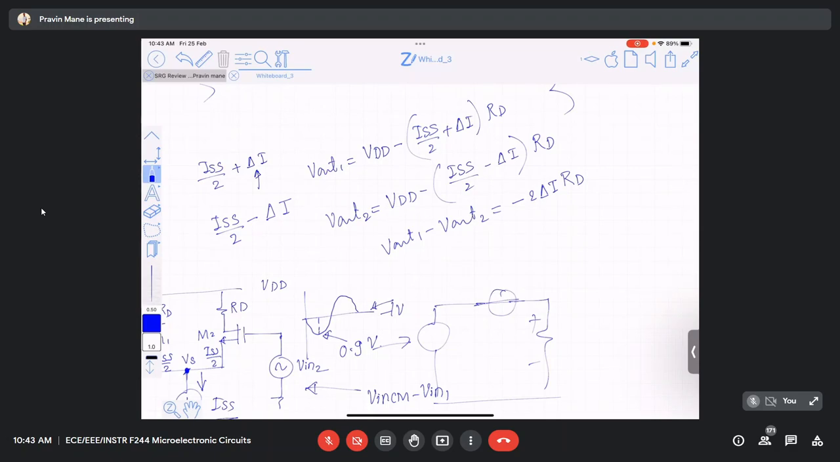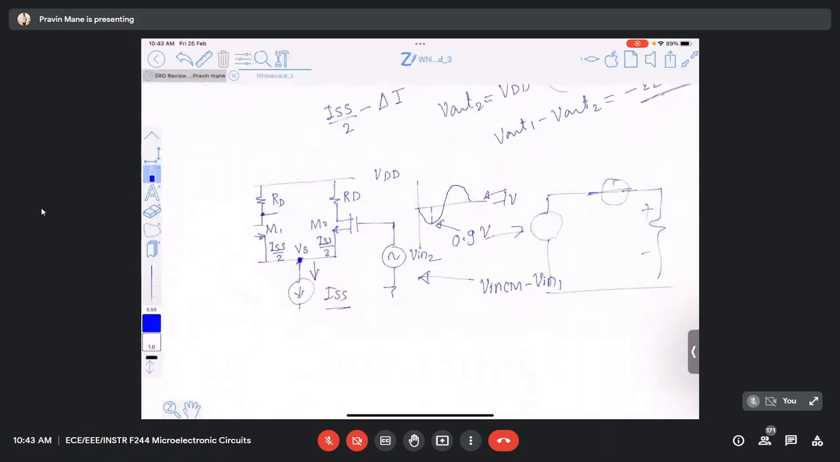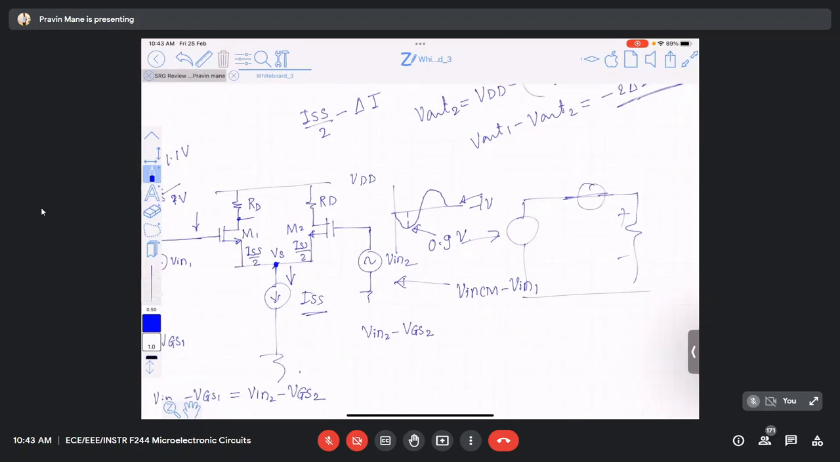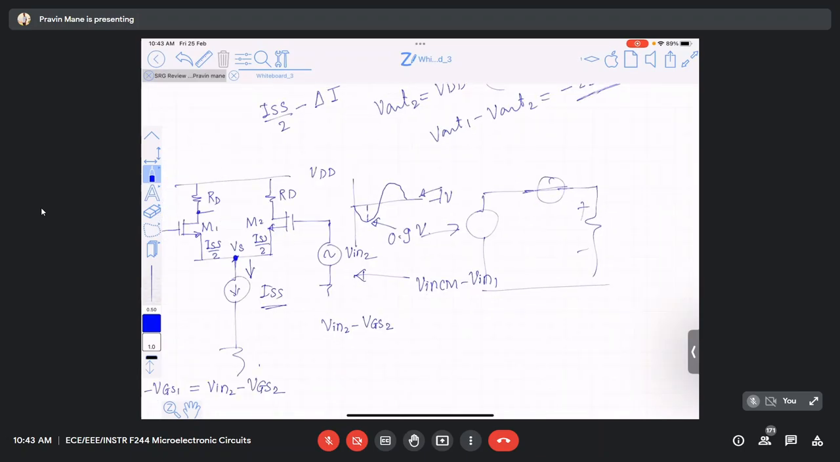What did I get now? I got some differential output voltage. Why is this voltage present? Because there is a differential input signal present. So this is the response of a differential amplifier for a differential input signal. This is the response of a circuit for a differential input signal. Okay. Is it clear?